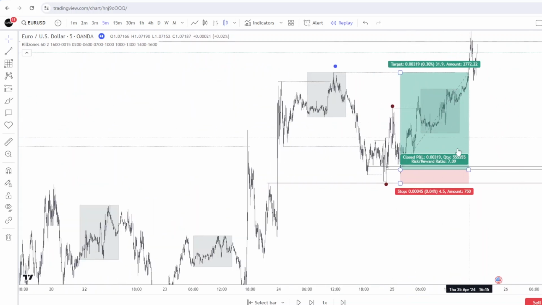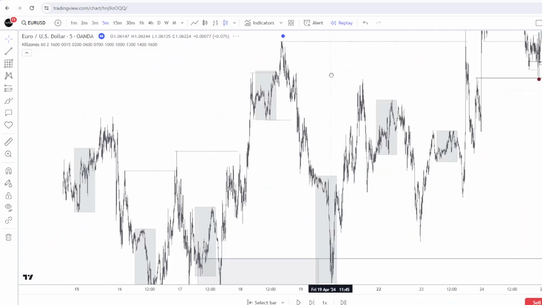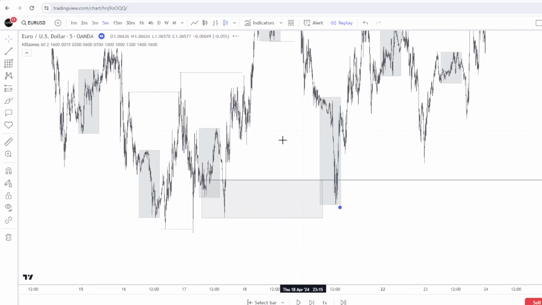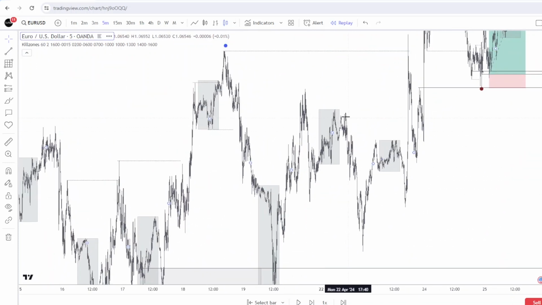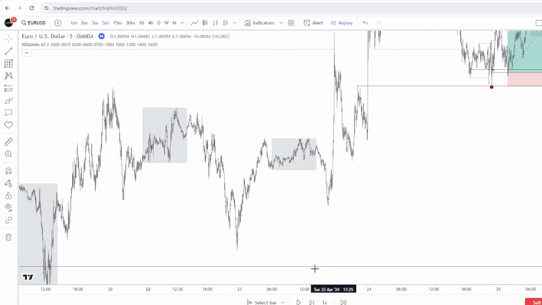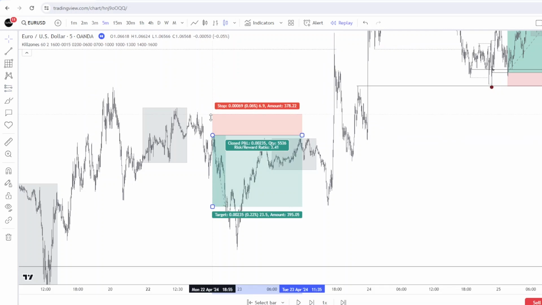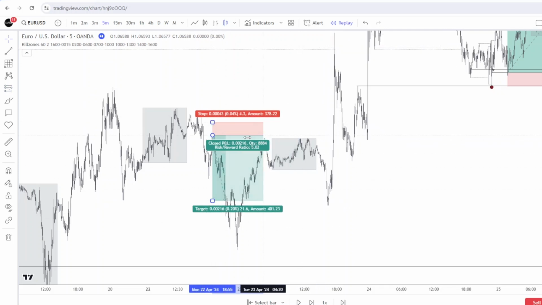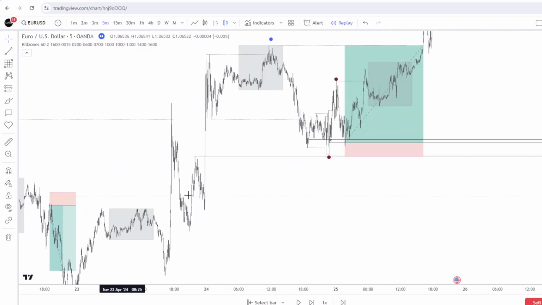So 7 plus, I think it's a 3R trade I took somewhere here. The sell I took somewhere here. Yep, it's here. I think this was a 3R trade, I don't remember. Yep, somewhere there, like that. So 3 plus 7, that's 10R.